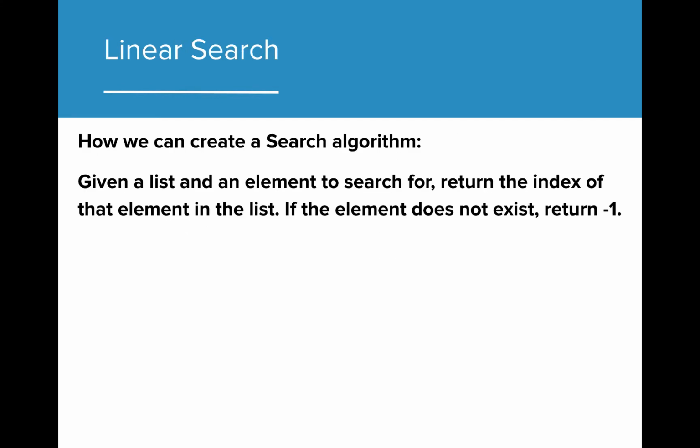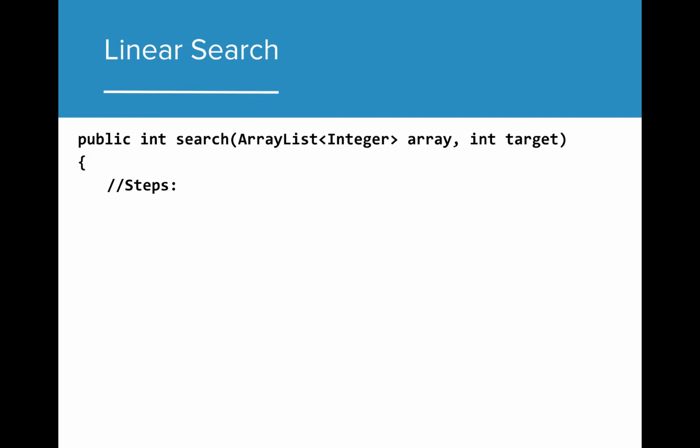Given a list and an element to search for, can we create a method that returns the index of that element in a list? If the element does not exist, let's return the value -1. Given the method declaration to do this with an array list, what steps could we take to complete this method?